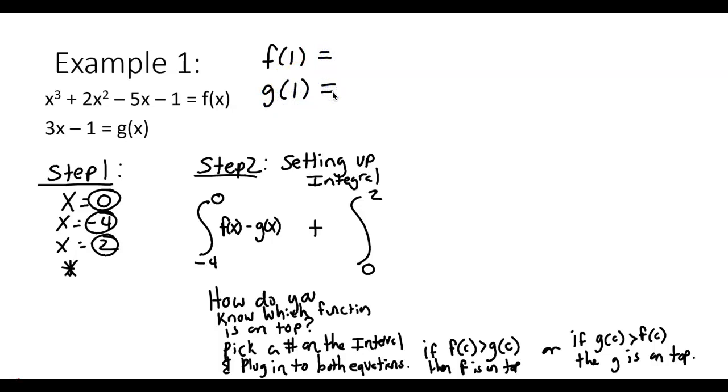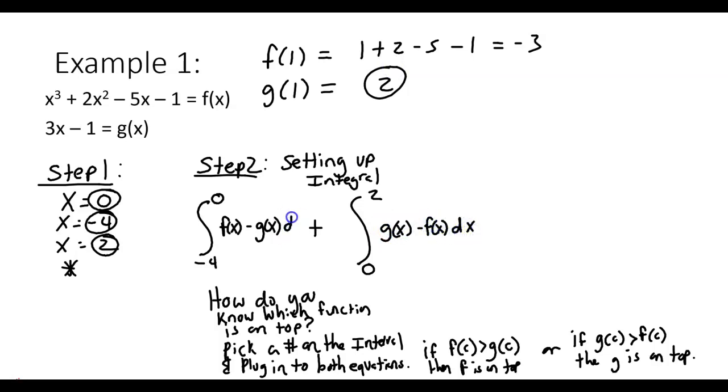All right, so if I plug in 1, I'm going to get 1 plus 2 minus 5 minus 1. 3 minus 5 is -2, so -3. Plugging 1 into g, we get 2. So as you can see, yes, g comes out to be bigger, so this one's going to be g of x minus f of x.